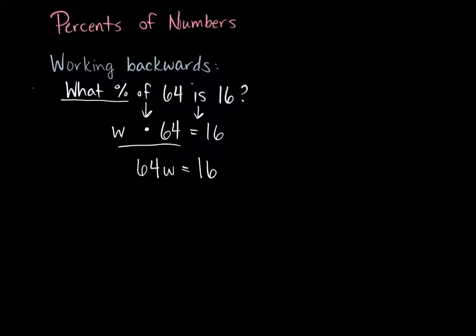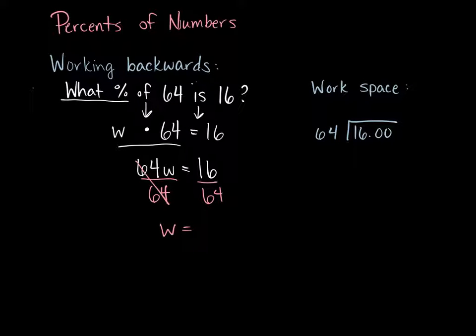And next we need to isolate the variable by dividing both sides by 64. 64 divided by 64 is 1, and 1 times W is just W. Then we divide 16 by 64, and this is the problem that we're going to have to work out off to the side.